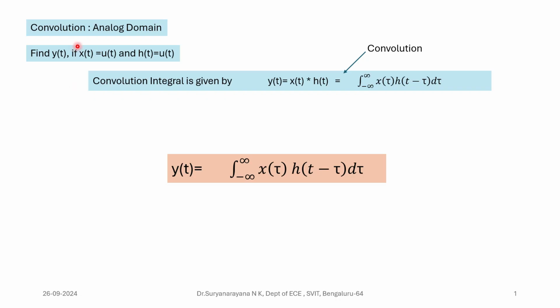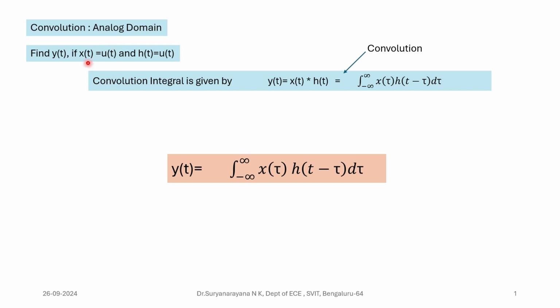In this session, we learn convolution. Convolution can be carried out in the analog domain as well as the discrete domain. First, we are going to understand convolution in the analog domain. Convolution is a process of generating a third wave by overlapping two waves.